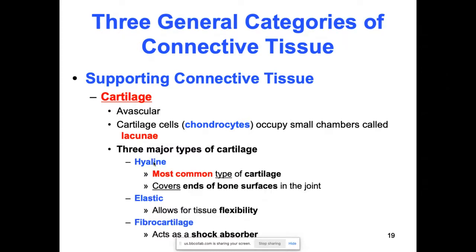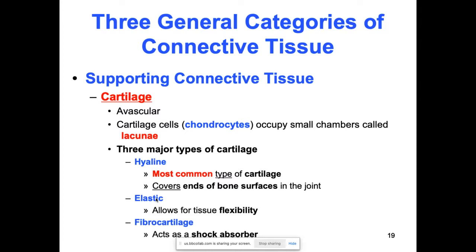At my elbow joint, between my humerus and my radius and ulna, there's going to be hyaline cartilage. Between my shoulder, between the scapula and the humerus, there's going to be hyaline cartilage. At my hip, at my knee, anywhere you have two bones coming together, cartilage will be there because they cover the ends of the bone surface that form a joint.